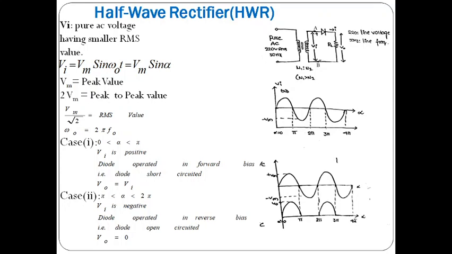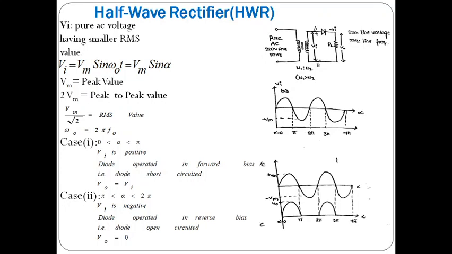Vm is the magnitude. Here it is represented in the sinusoidal waveform, plus Vm and minus Vm. Vm is the peak value of the sinusoidal signal, and from positive peak to negative peak is the peak to peak value, which equals plus Vm to minus Vm. So the total value equals 2 Vm. It is the peak to peak value. The RMS value of this sinusoidal signal equals Vm by root 2.